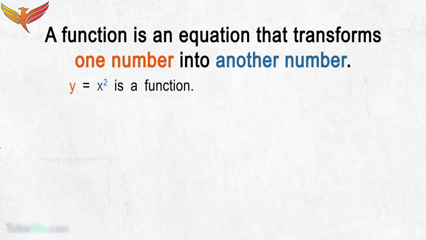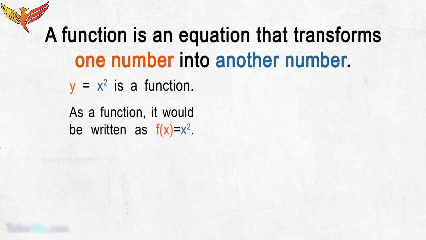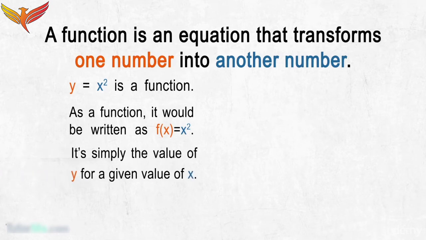The conventional way of writing this as a function is f of x equals x squared. All f of x means is the value of y for a given value of x. Think of f of x as simply a different way of writing y. In fact, you could express this as f of x equals y. F is not the only variable you'll see to express functions. F, g, and h are all typical variables that will be used.